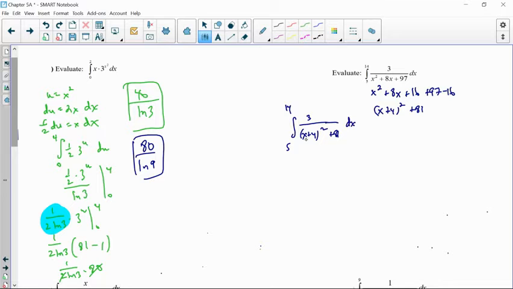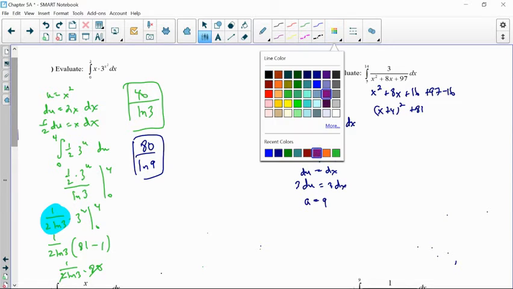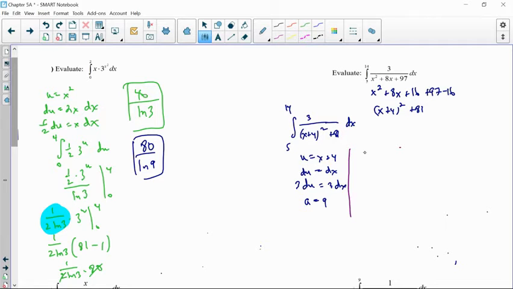Let's let u be x plus 4. So the derivative is just dx. We have 3 of them. And then 81, that's nice. Doesn't always have to be a perfect square, but in this case, my a value is equal to 9. So we'll rewrite. Now my integral becomes a 3, and then it's 1 over u squared plus 9 squared. Let's check the bounds. 5 plus 4 becomes 9, and then 14 plus 4 becomes 18.